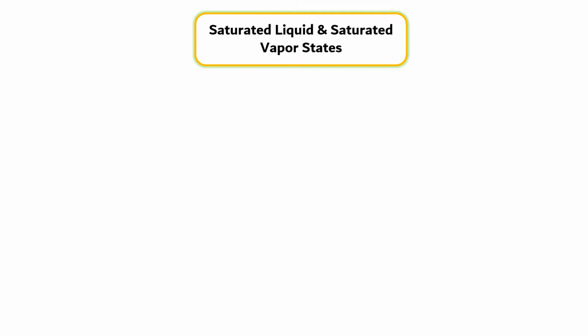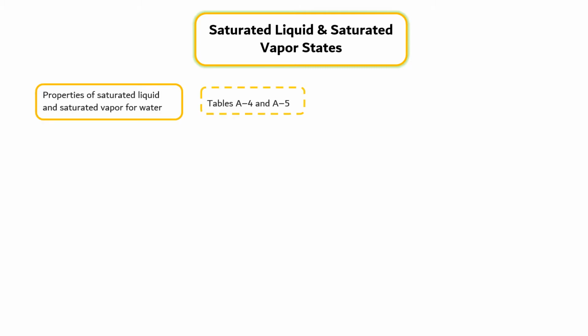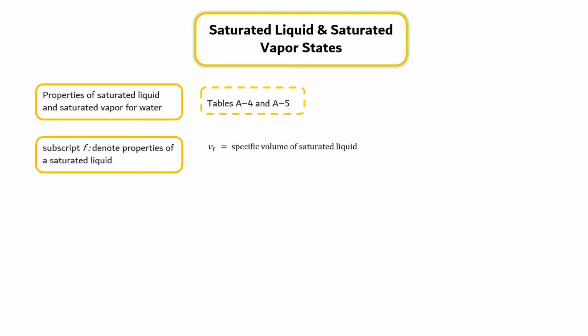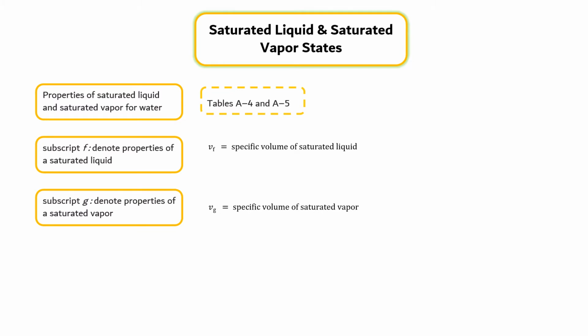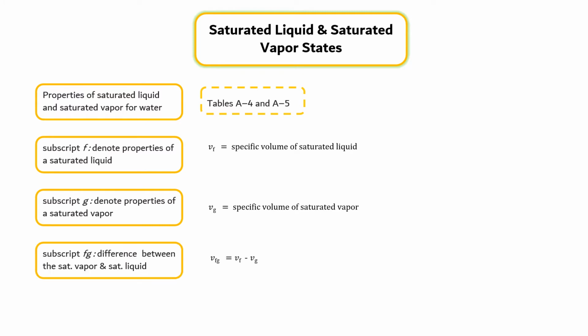Saturated liquid and saturated vapor states. The properties of saturated liquid and saturated vapor for water are listed in Tables A4 and A5. The subscript f is used to denote properties of a saturated liquid, and the subscript g to denote the properties of a saturated vapor. Another subscript commonly used is fg, which denotes the difference between the saturated vapor and saturated liquid values of the same property.